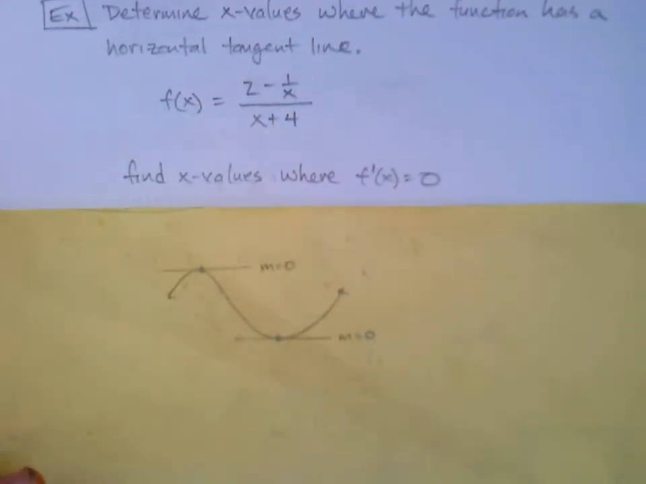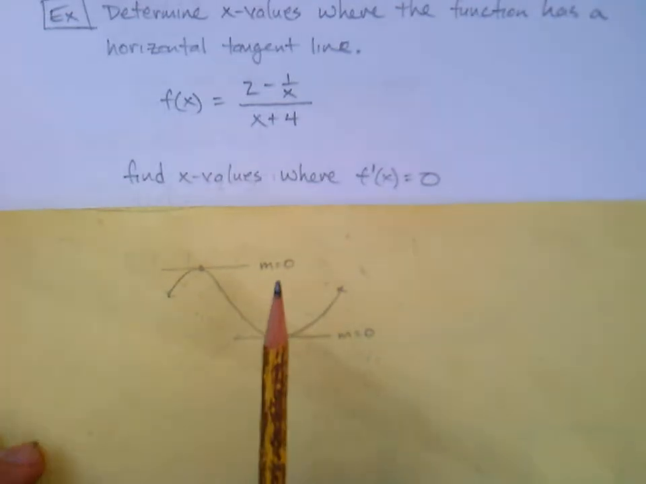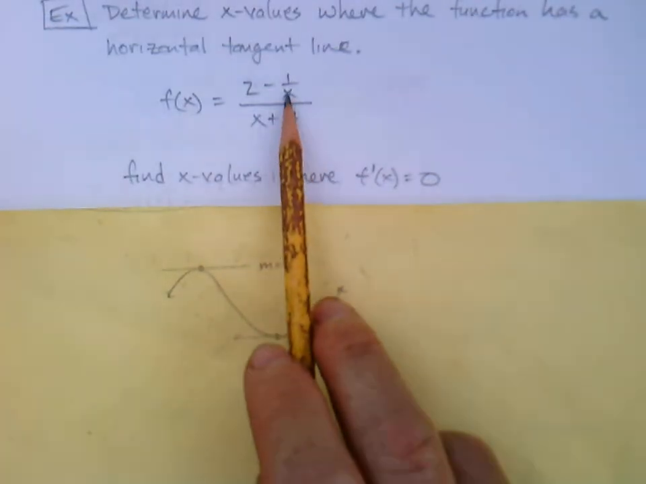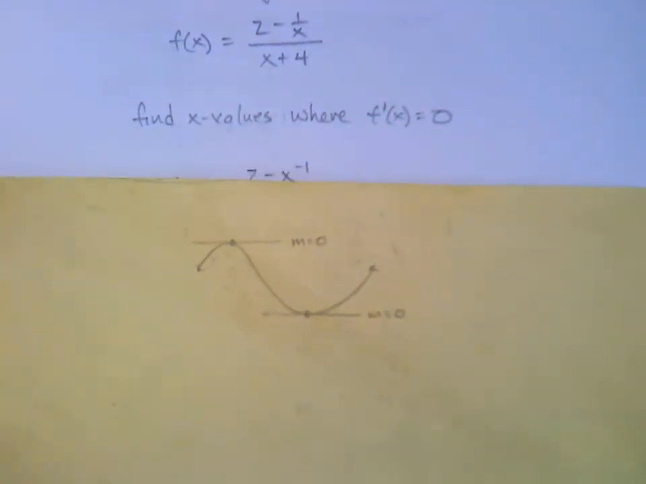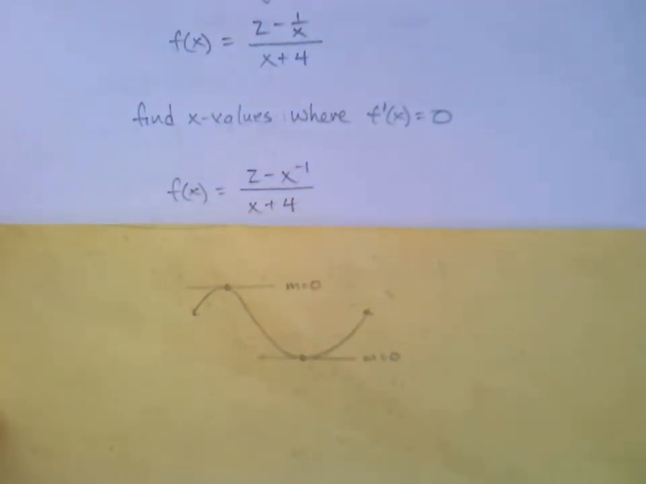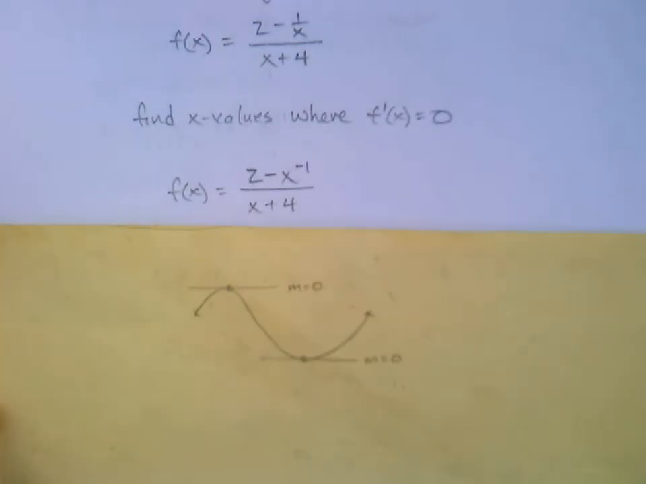Okay, let's go for it. So we've got to take a derivative, of course. We'll need the quotient rule. One thing we want to do before we get started: this 1 over x, let's think of that as x to the negative 1. So, just rewriting the original function, getting it ready so we can do a quotient rule here.